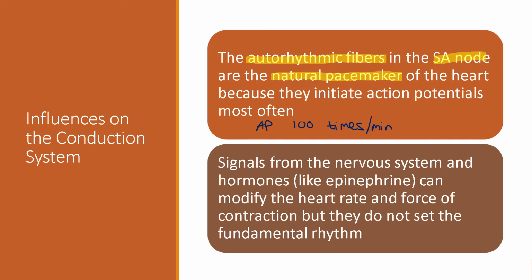But there are going to be nerve impulses from the autonomic nervous system and blood-borne hormones like epinephrine that can modify the timing and strength of each heartbeat, but they don't establish the fundamental rhythm.